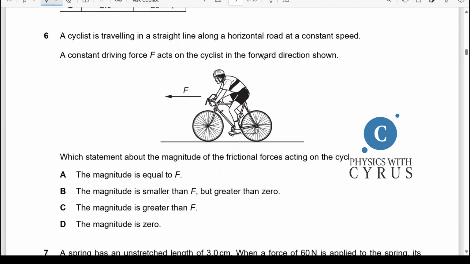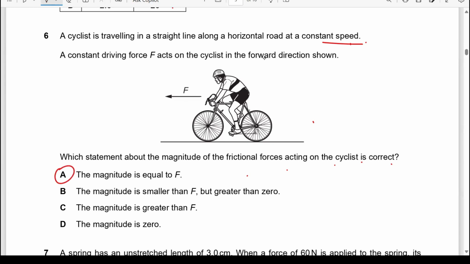A cyclist is traveling in a straight line along a horizontal road at a constant speed. A constant driving force acts on the cyclist in the forward direction shown. Which statement about the magnitude of the frictional forces acting on the cyclist is correct? He is going in a straight line at constant speed. Constant speed means friction is also involved. The forward force will be equal to the frictional force and obviously opposite to it.